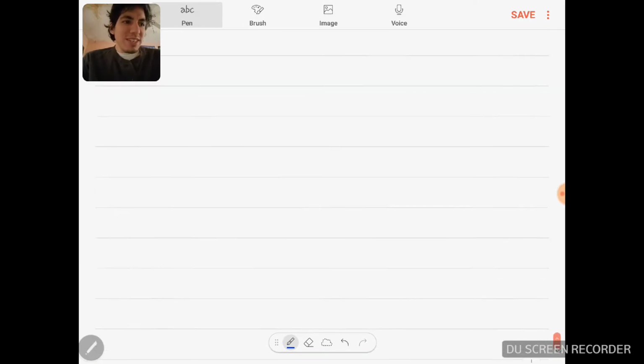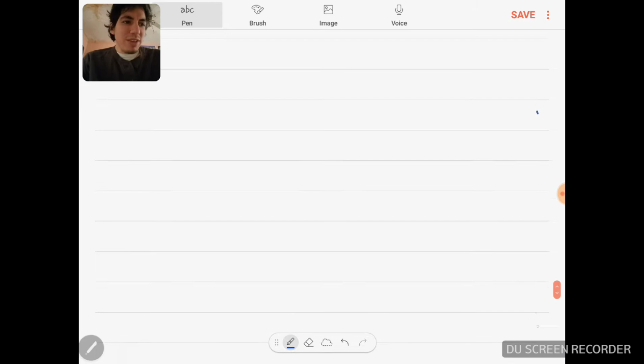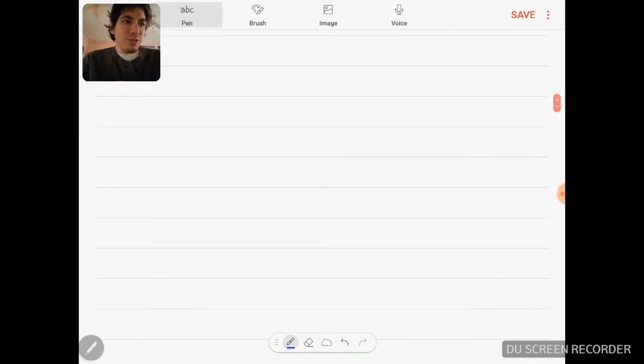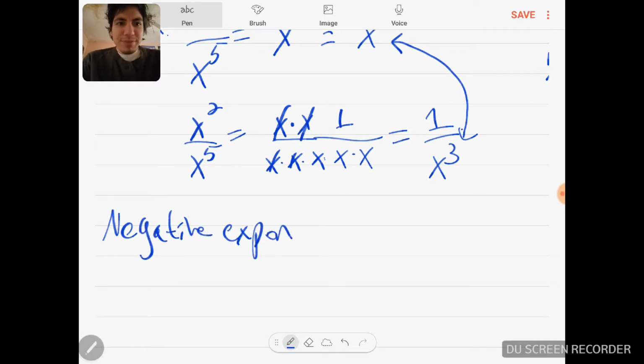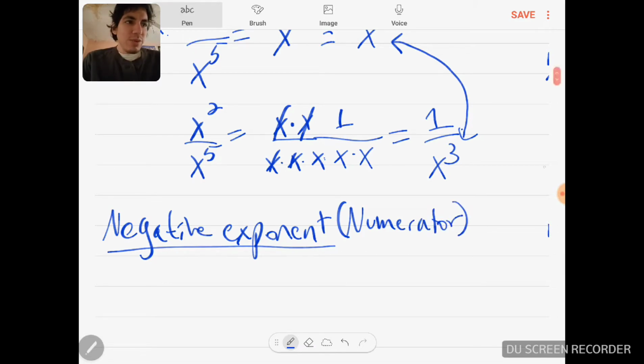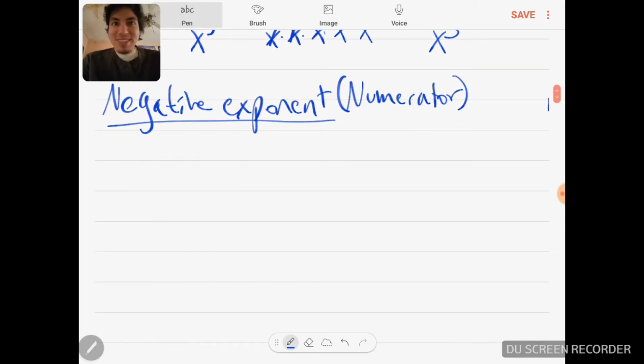The idea is this. What happens when you have an exponent in general when it's like this? So let's write it out. Negative exponent. But we're going to specify, we're going to put it as the numerator. Don't worry, we're going to get to the denominator.